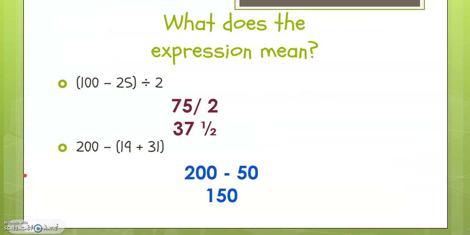What does the expression mean? If I have 100 minus 25 divided by 2, my expression would be 75 divided by 2, or divided in half, would be 37 and a half. Whereas this expression means I need to solve for this. 19 plus 31 is 50. 200 minus 50 is 150.